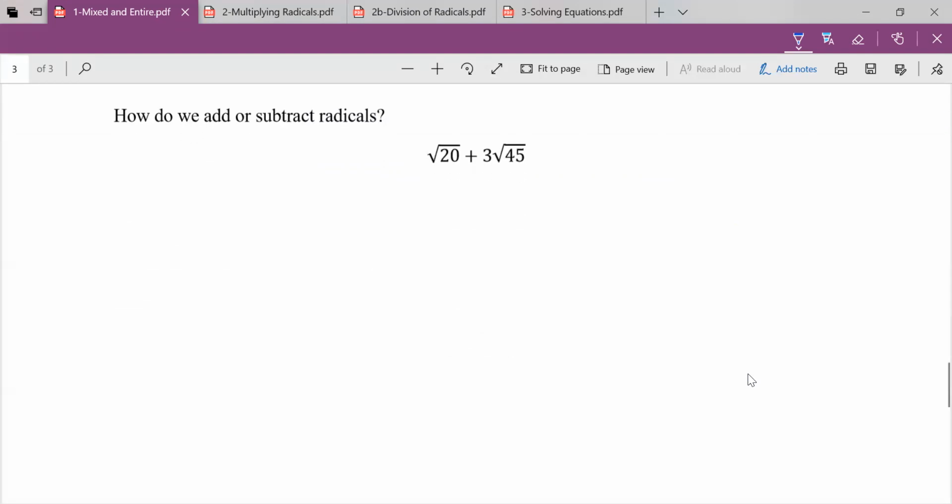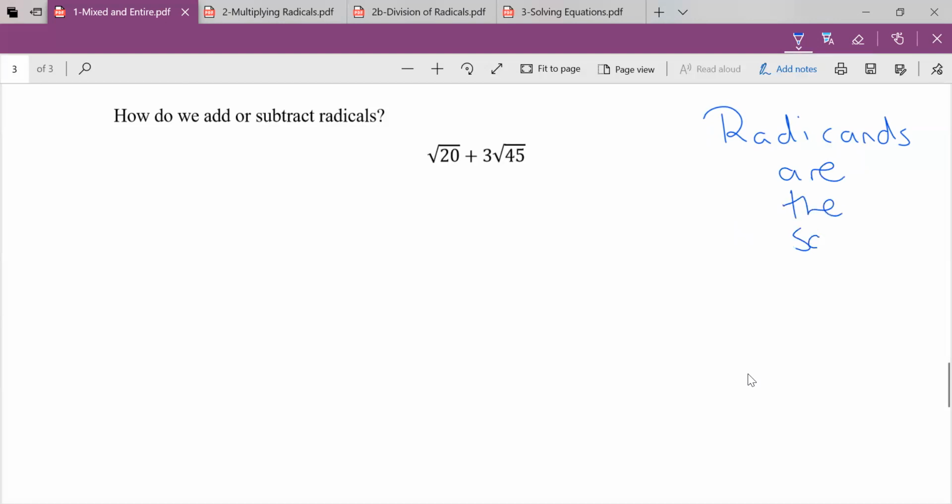Okay, adding and subtracting radicals is like adding and subtracting polynomials. If I was thinking of a polynomial, I can only add and subtract like terms, right? And what I would do is I would add my coefficients together, and so I'd get 3x, and I can't do anything with the y. We're going to do the exact same thing here with radicals. So the only way we can add radicals is if they're like terms. What makes them like terms? If the radicands are the same.